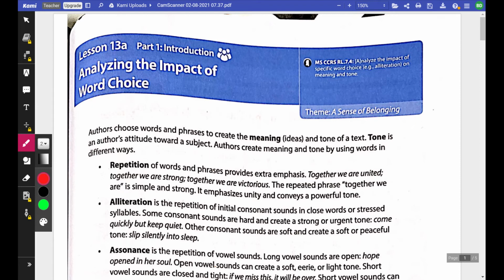So, like I said before, this is 13A, and today we're going to be doing part one. The title of this lesson is Analyzing the Impact of Word Choice. So, the first thing we need to do is box in the title of our lesson. All right. Now that I've boxed in the title of my lesson, I'm going to rewrite the title of my lesson up at the top of the workbook page. And our title, once again, is Analyzing the Impact of Word Choice.